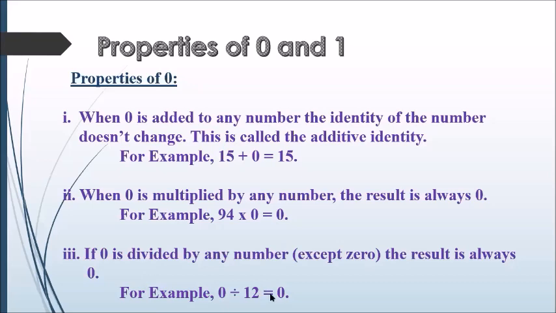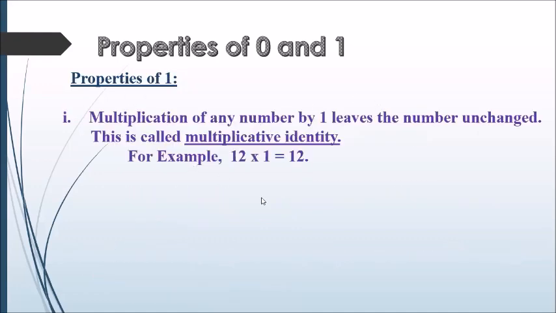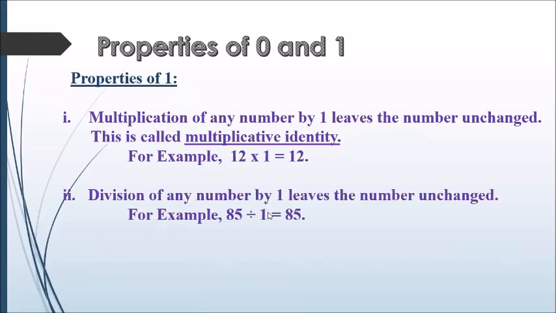So three things. If you add 0 to a number, the number remains the same. The answer will be the number itself. If you multiply any number by 0, the answer is going to be 0. And if you divide 0 by any number, the answer is going to be 0. Then we did the properties of 1. The first property was multiplicative identity. If you multiply any number by 1, the answer is the number itself. For example, if we multiply 12 by 1, the answer is going to be 12. Then division. If you divide any number by 1, the number will not change; it will remain itself.